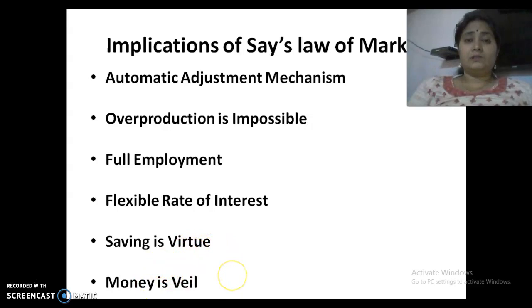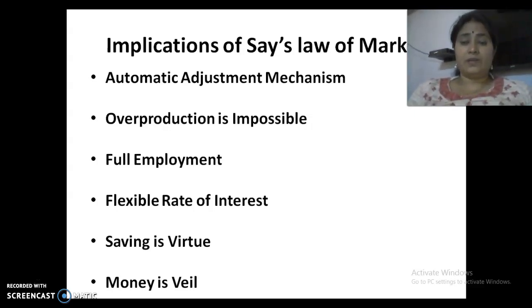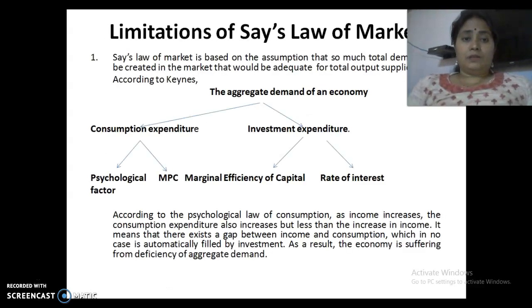Another implication of the Say's law is that money is free. Money is used only as a medium of exchange. It is used not for any other role. It has only one role, that is, it is used as a medium of exchange. Now, let us discuss the limitations of the Say's law of market. Keynes criticized the Say's law of market on a number of grounds. So, let us discuss these limitations.